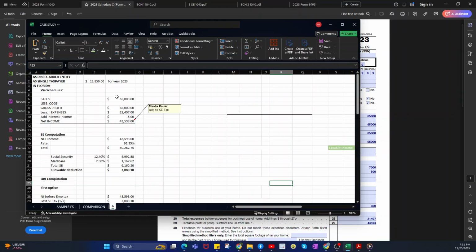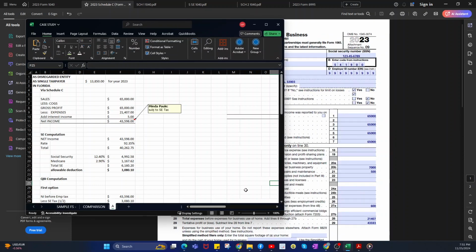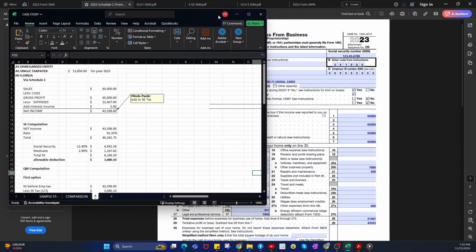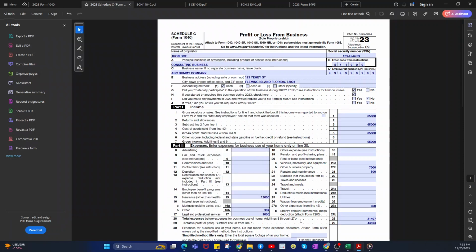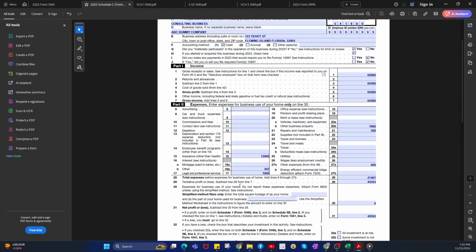As I mentioned earlier, I created this to really guide me on what numbers to put in the form. But the form is also pretty helpful because it will tell you what numbers to add for each of the cells. So we have the total expenses, and then for line 29 we have to subtract total expenses from the gross income. So we got here 43,593.